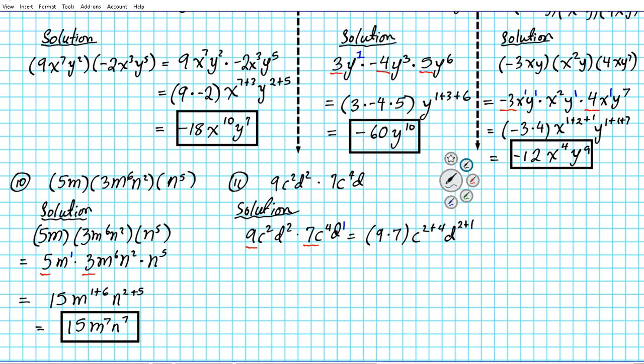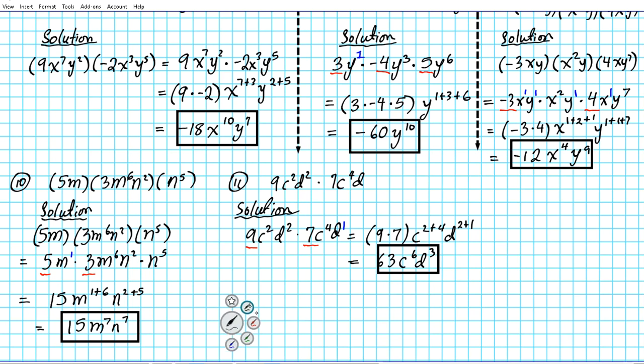Okay? And then we're going to go ahead and simplify that. Our final answer will be 9 times 7, which is 63, c to the 6th power, d to the 3rd power. All right? So there goes the answer to question number 12. I'm sorry, question number 11. All right, let's move on to question number 12.